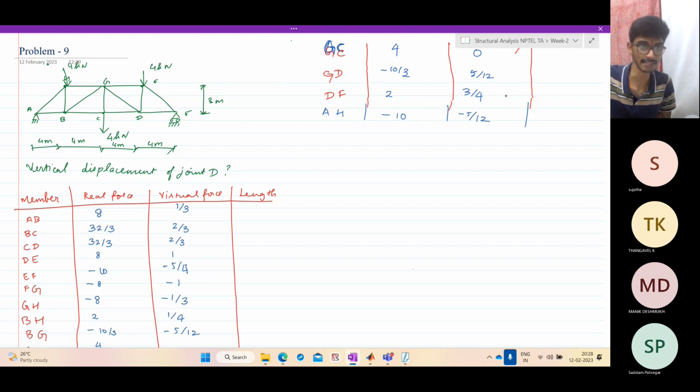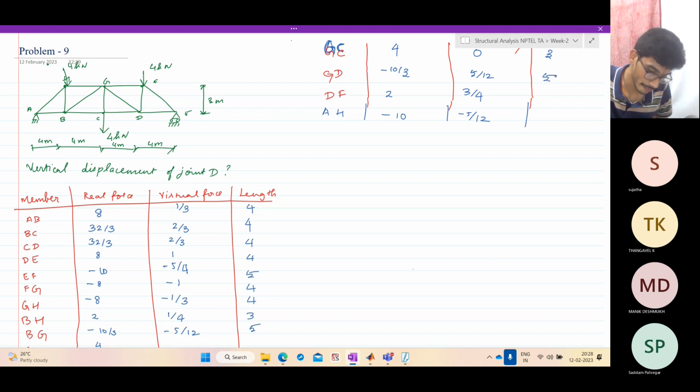Now let's fill in the lengths. That is very easy. So AB is horizontal, so 4. BC is horizontal, again 4. CD is horizontal, 4. DE 4. EF is diagonal, so 5. FG 4. GH 4. BH is vertical, 3. BG is diagonal, 5. GC is vertical, 3. GD is diagonal, 5. DF is vertical, so 3. And AH is diagonal, so 5.